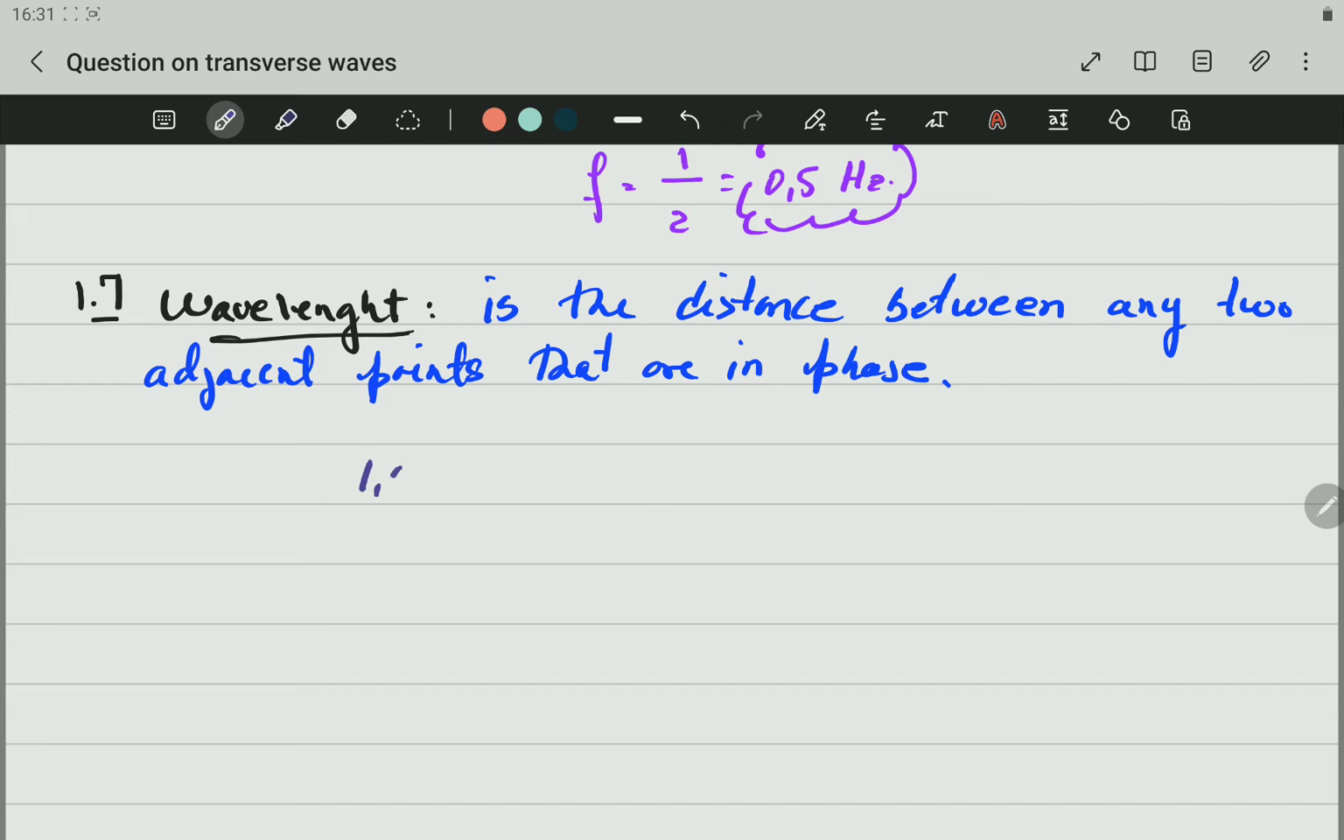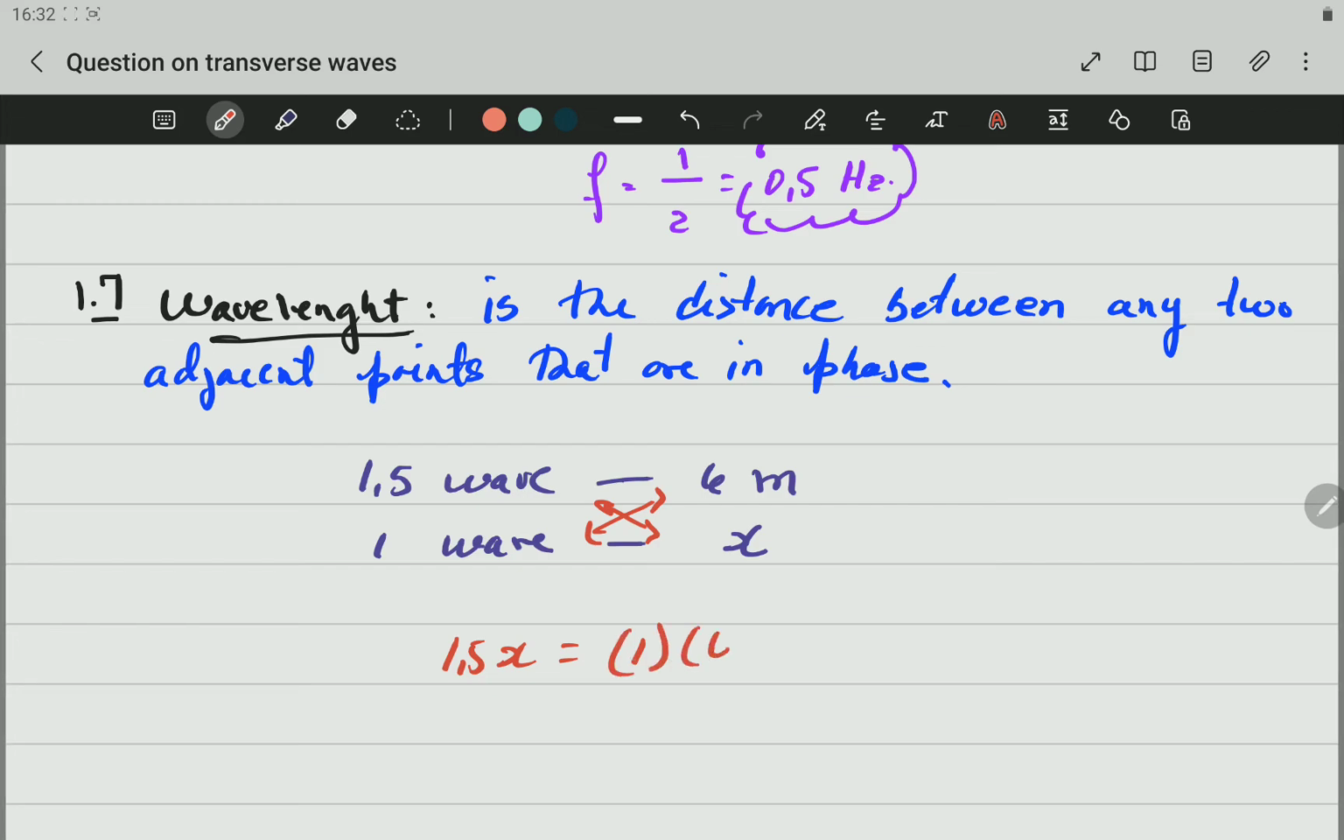We said that 1.5 wave is going to be 6 meters. So I want to know one wave, how much is it going to be. That will be the wavelength. And I'll do again cross product. So here I will have that 1.5 x will be equal to 1 multiplied by 6. When you do this, x, which is equal to wavelength, will be equal to 6 divided by 1.5. And the answer would be 4 meters. So that is the wavelength of this wave.